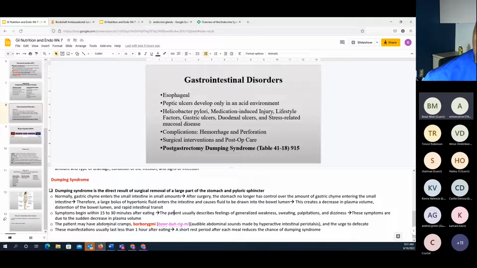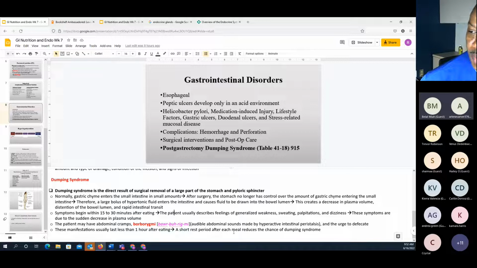These patients have abdominal cramps and borborygmi, or something like that. Actually, try to spell it out. All right. What this means is audible abdominal sounds made by hyperactive intestinal peristalsis. So you hear a lot of bowel sounds, increased bowel sounds. That is a result of intestinal peristalsis, and also an urge to defecate as well. These manifestations usually last 1 hour after eating.